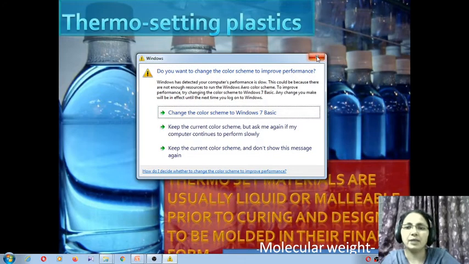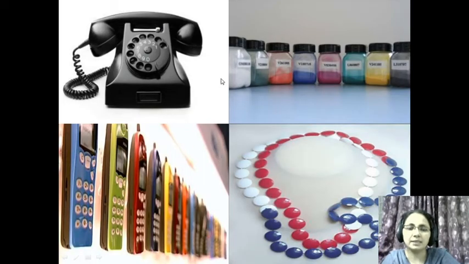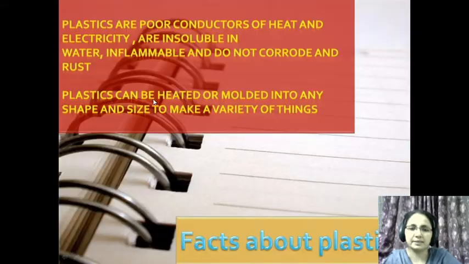Second one, thermoplastics. They are usually liquid or malleable. That means they can be made into different shapes again and again prior to curing, and are designed to be molded in their final form. They have a molecular weight of 20,000 to 5 lakhs atomic mass units. These are some of the things that are made up of these plastics.